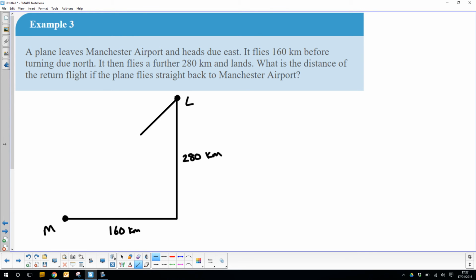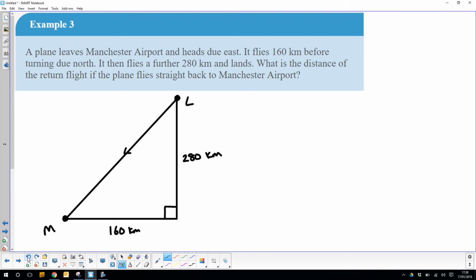Then if we were to fly straight back, how far away would we be? So we're trying to find that distance there, or ML as it could be given in my diagram, the side of this triangle ML. Well, this is very typical of a Pythagoras' theorem question, because the diagram, as you can see, forms a right angled triangle, or the journey that the plane takes makes a right angled triangle. So this is two sides, and we're trying to find the hypotenuse. Again, of course, the hypotenuse is always opposite the right angle.